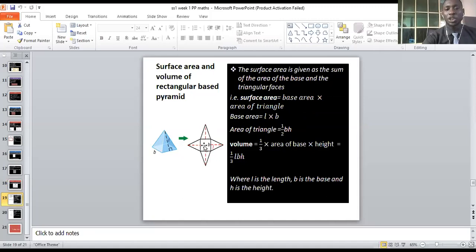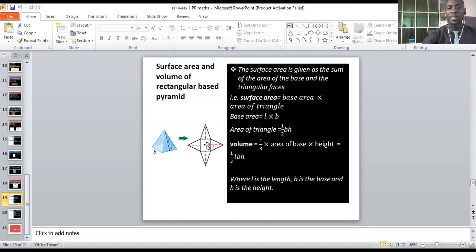So looking at this shape here, this triangle is equal to this triangle, according to what I told you earlier, that only opposite triangles are equal. So the surface area of a rectangular base pyramid is given as the area of the base plus 2 of this triangle and 2 of the other triangle. You sum everything up together and it gives you the surface area: the area of each of the four triangles and the area of the rectangle. Add them up and you have the surface area of a rectangular base pyramid.